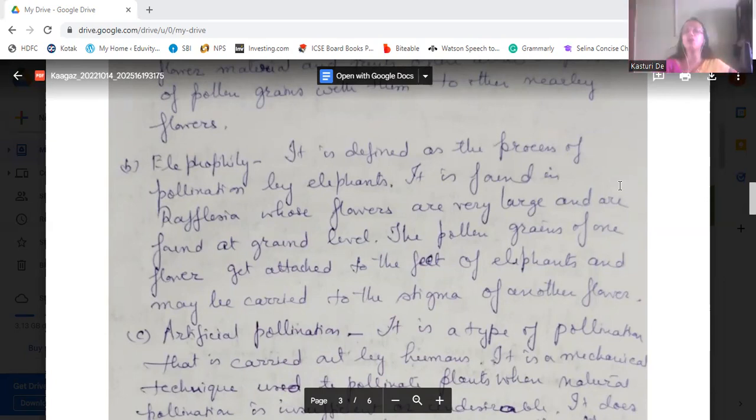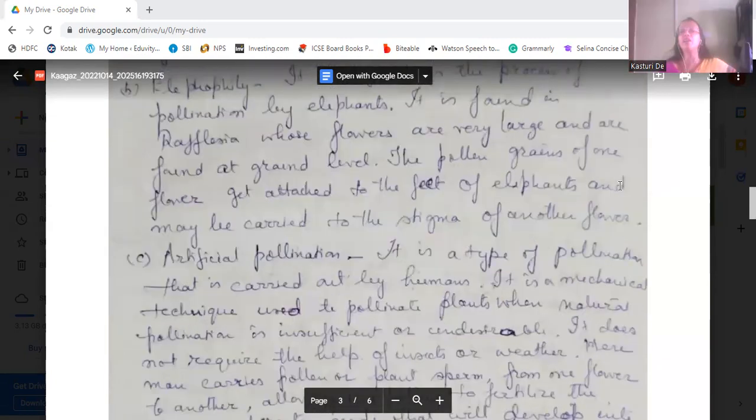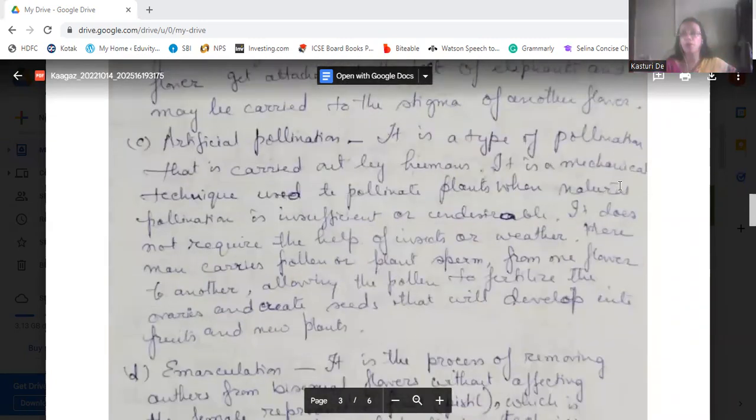Now, artificial pollination. It's a type of pollination which is carried out by human beings. It's a mechanical technique used to pollinate the plants when natural pollination is insufficient or undesirable. It does not require the help of insects or weather to pollinate. So here man carries the pollen, or the plant sperm, from one flower to another, allowing the pollen to fertilize the ovaries and create the seeds. That is how they will develop the fruits and then into new plants. So that is how artificial pollination takes place.